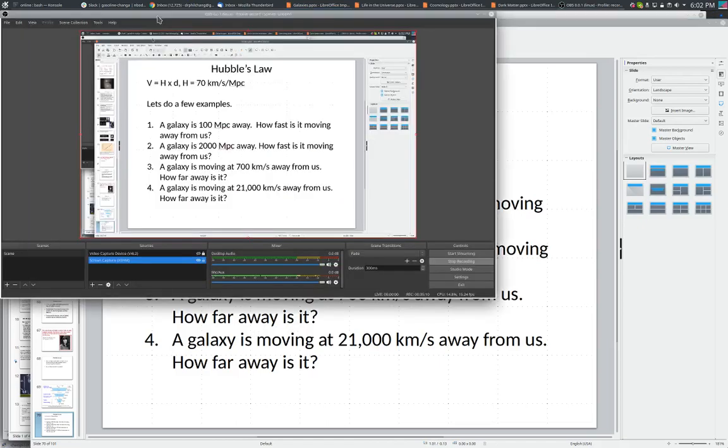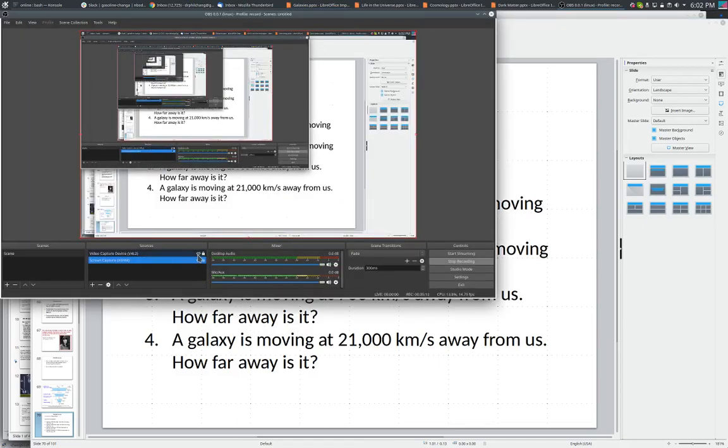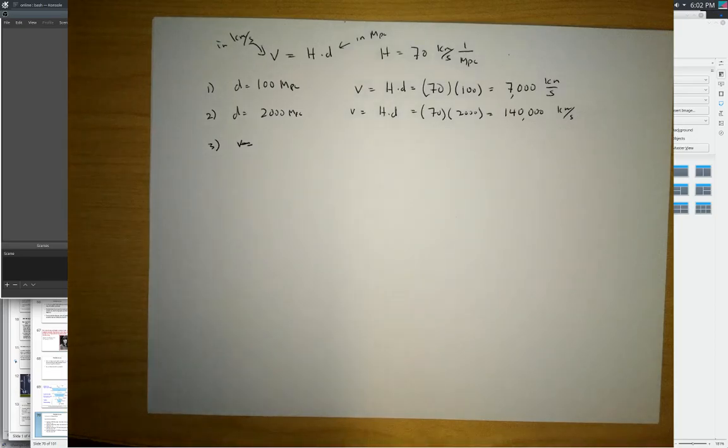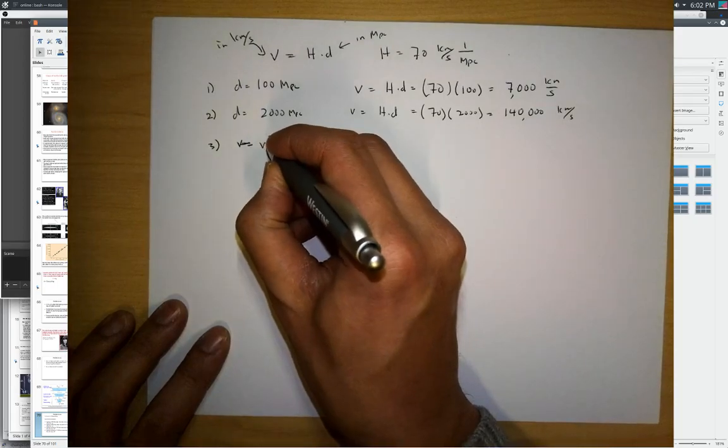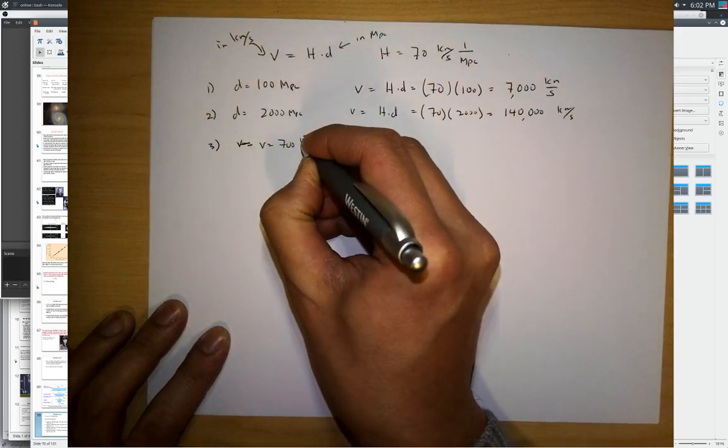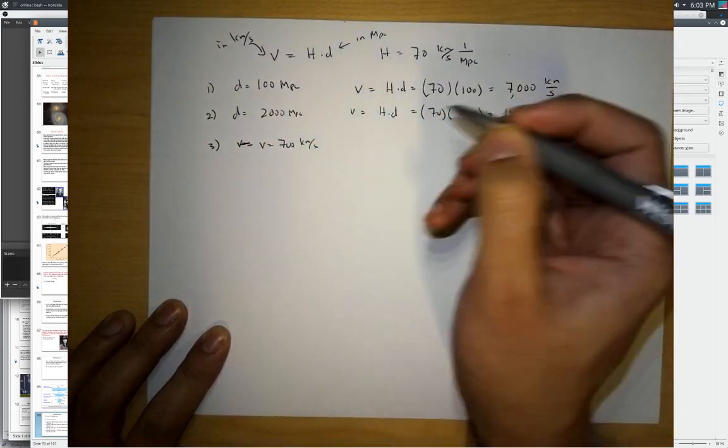Okay, so now let's do that one. Let's do the screen capture, video capture again. All right, there we go. So for me, I will see it. The velocity is 700 kilometers per second, and we need to find d.